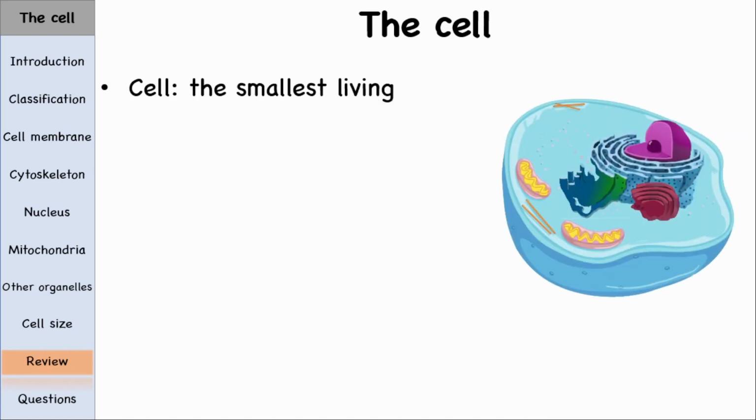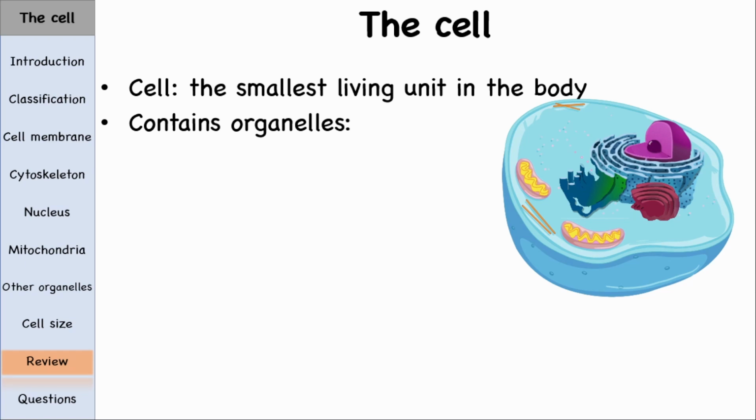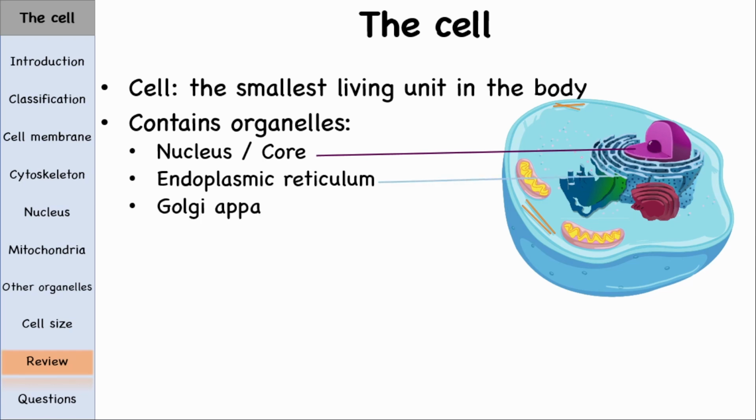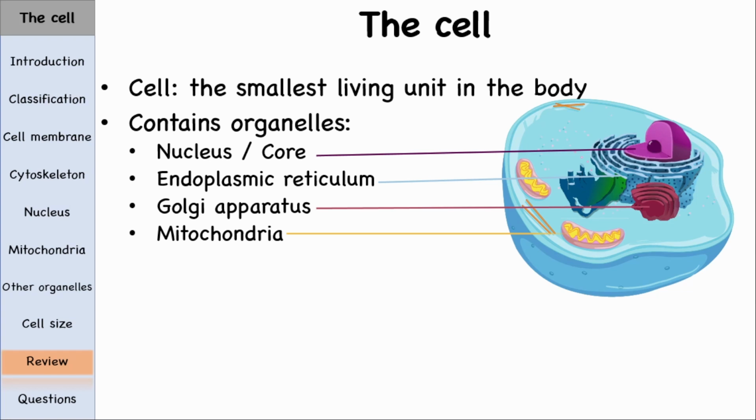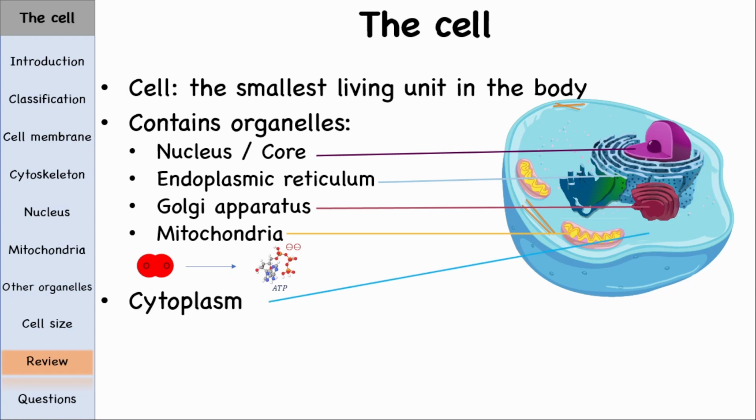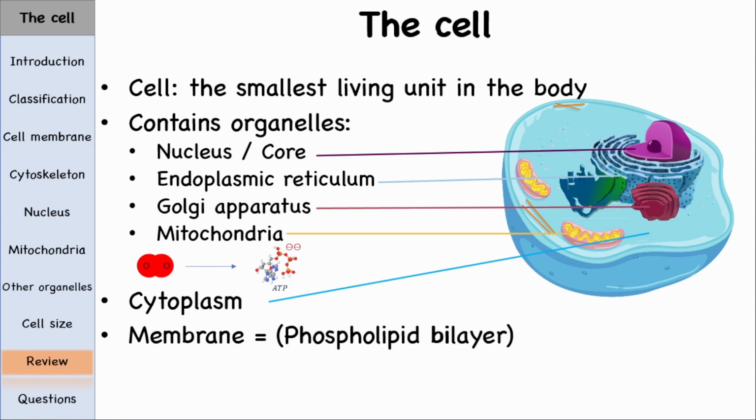Now let's do a quick review. The cell is the smallest living unit in the body. It contains organelles. They are the nucleus, which contains the genetic information in DNA format, the endoplasmic reticulum, the Golgi apparatus, and the mitochondria that generates the power in ATP format using oxygen. All cell components are floating in the cytoplasm. The cell contains a special membrane made of a phospholipid bilayer, in which the head part that contains the negative phosphate is facing out, and the tail part containing the fatty acid is facing in.